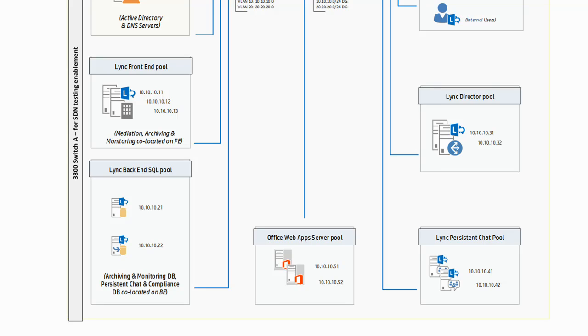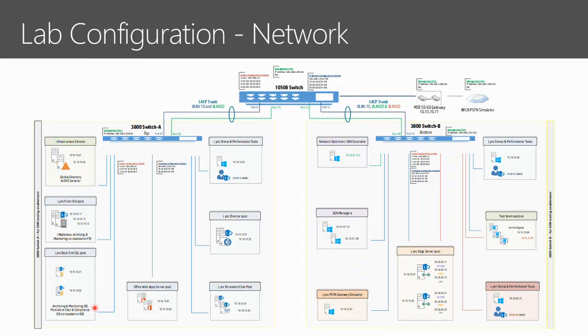So we have a mirrored SQL. And when you look at the diagrams, you'll notice that down here we say the archiving and monitoring database, persistent chat compliance database. So we co-located all of the databases in this infrastructure on a single set of SQL servers. We didn't split them out across multiple ones because we were going back and forth when doing the sizing on what's a good balance, and we didn't want to end up with even more servers as we split off databases for everything else.